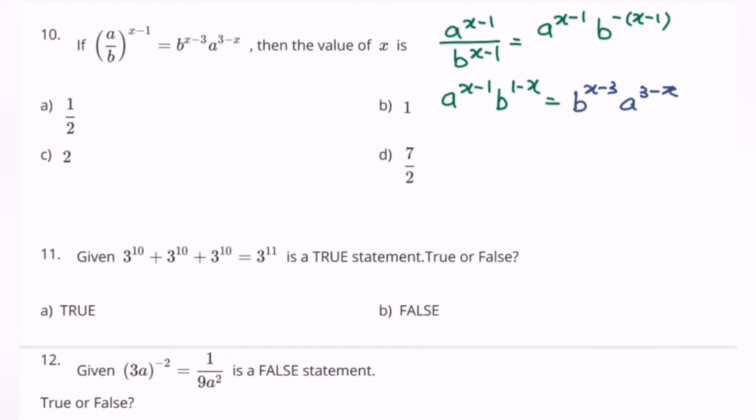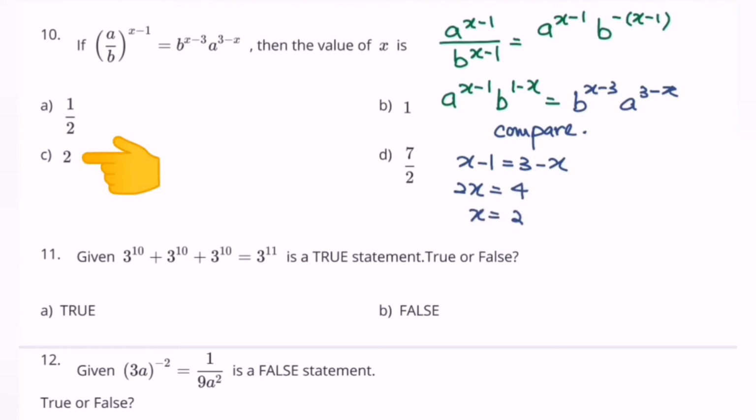Kindly compare the base for a. So if we compare the base for a, we will have x minus 1, which is equal to 3 minus x. Rearrange or transfer the value of x and the numbers, so we will have 2x, which is equal to 4. x will be equal to 2. So the answer for question number 10 would be C.